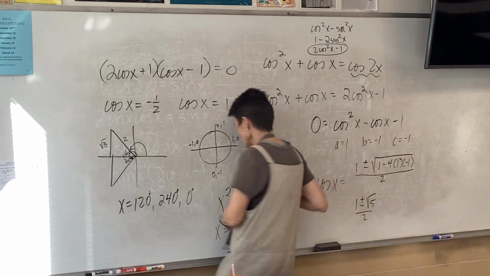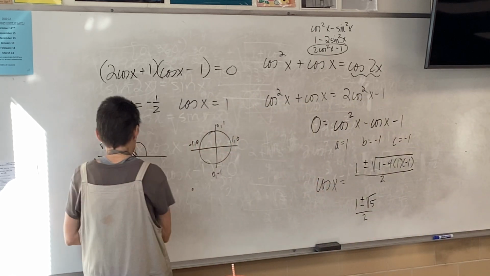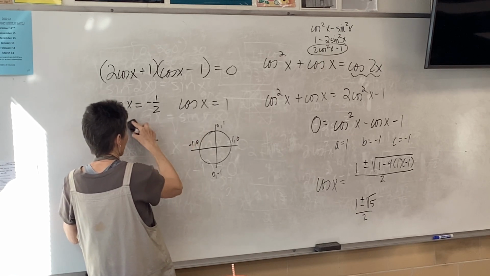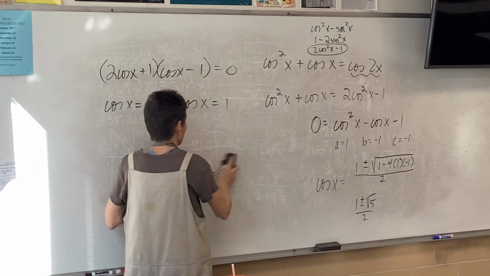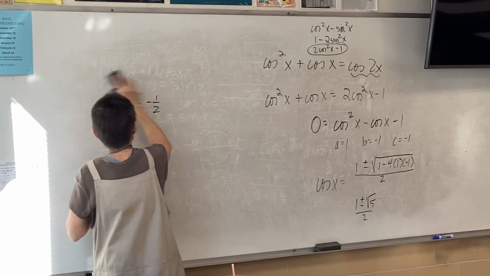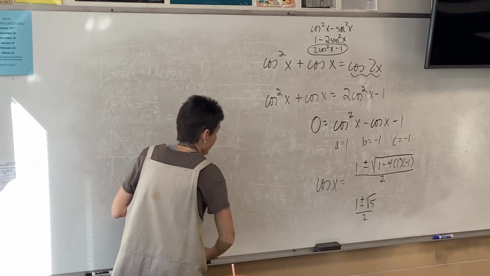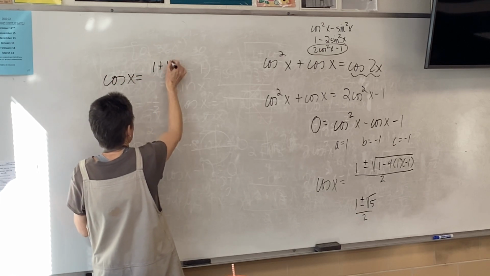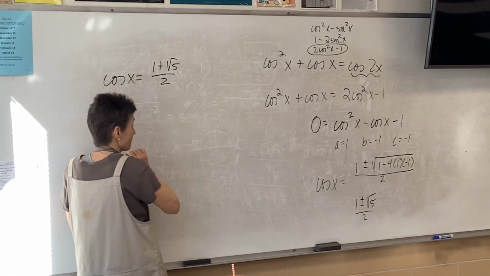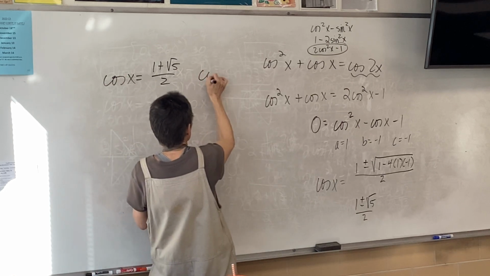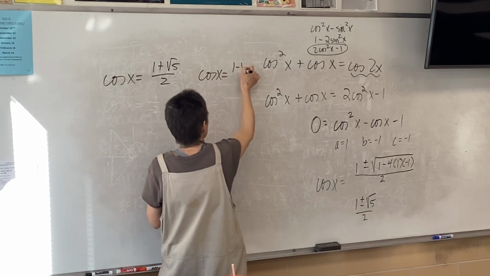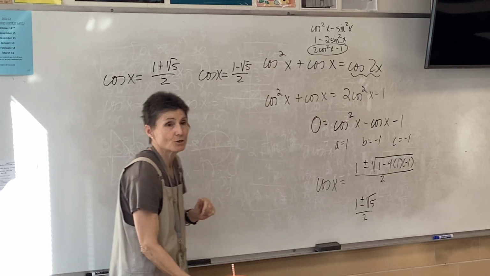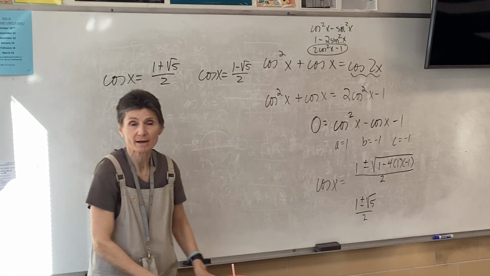So the cosine of x, just like the one I'm erasing right here, see how I have two cosine values from my factors? I'm going to have two cosine values from my quadratic formula. I'm going to have cosine x equal to 1 plus root 5 over 2. And I'm going to have cosine x equal to 1 minus root 5 over 2. Now, there's no way that I can do this without a calculator.